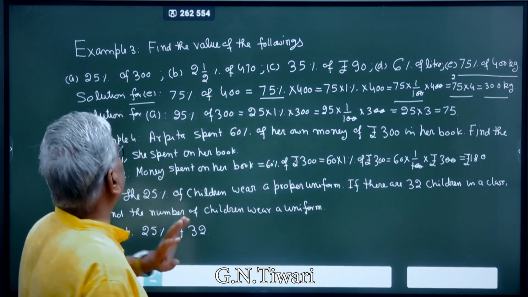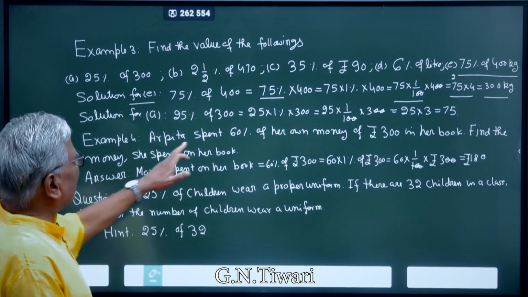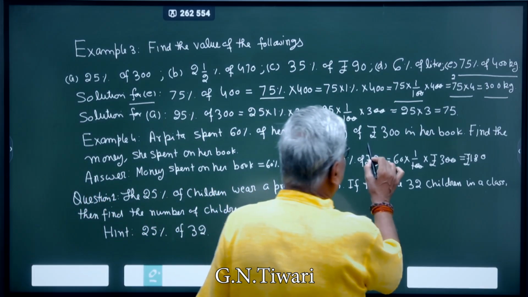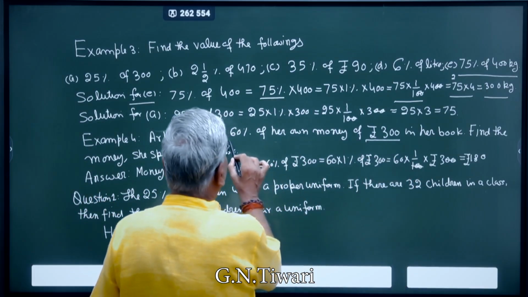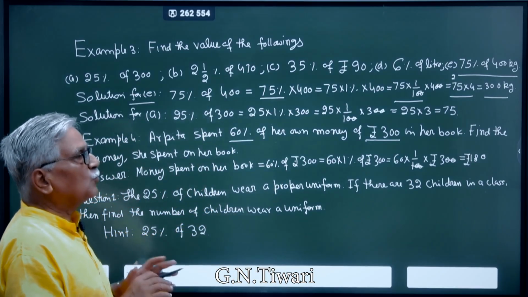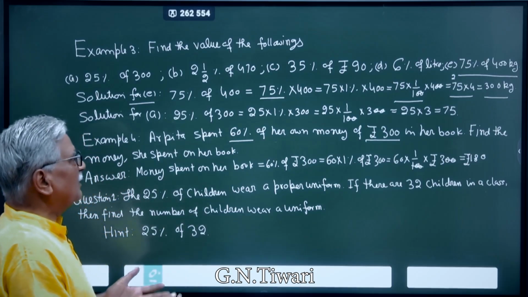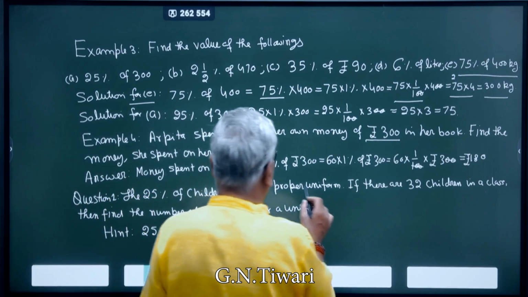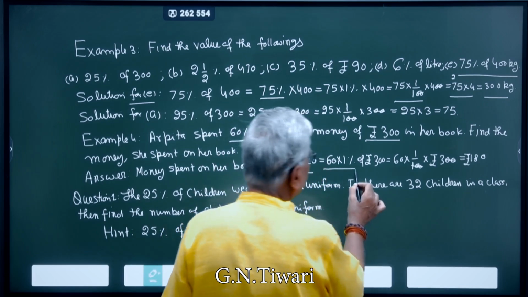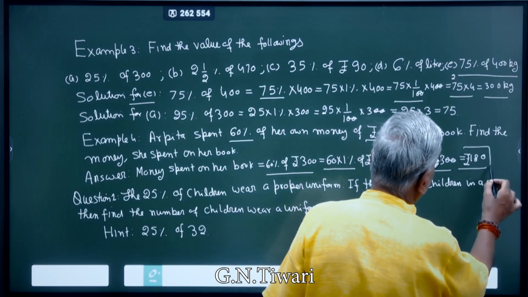Because it is given in kg. Simple inverse problem. Arpita spent 60% of her whole money of 300. She has 300 rupees and she spent 60% on her book. The question is, find the money she spent on the book. Simple, 60% of the money: 60 into 1%, 60 into 100, 300 is equal to 180.